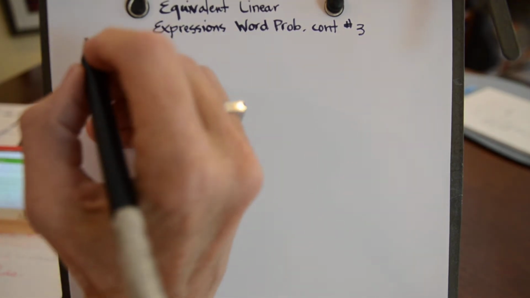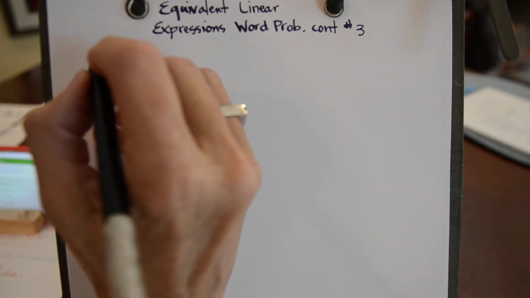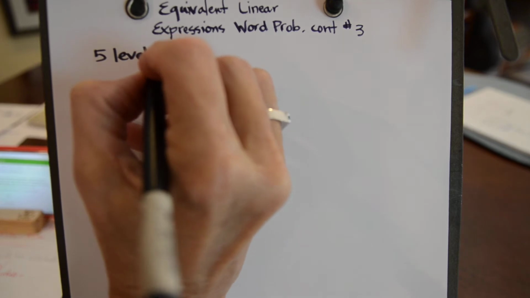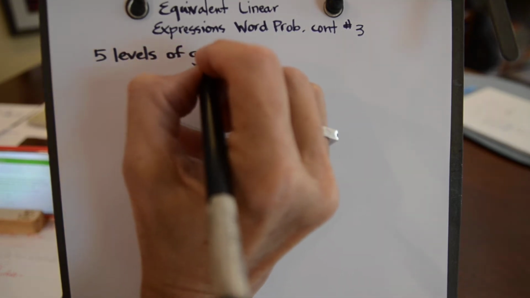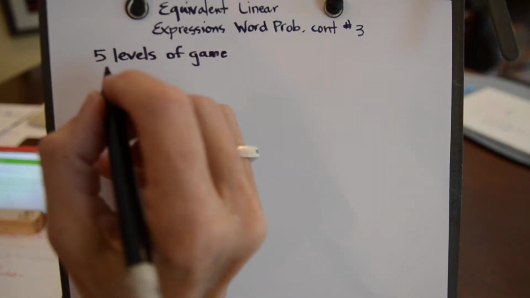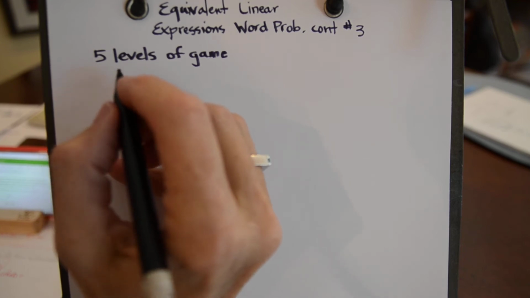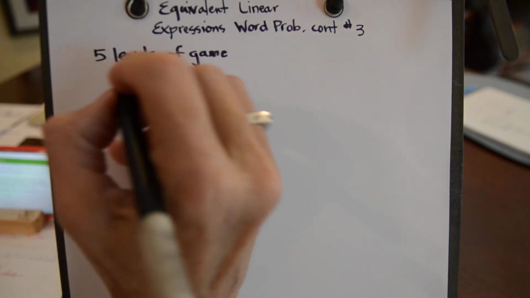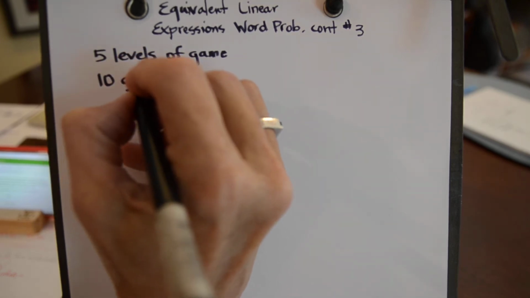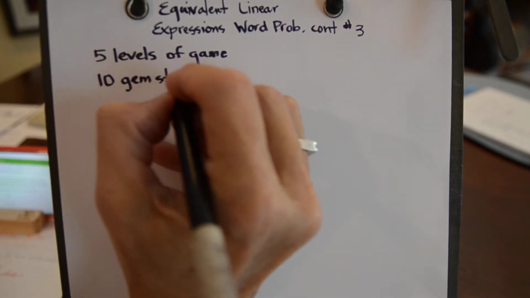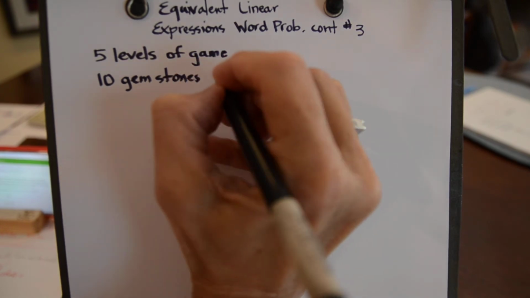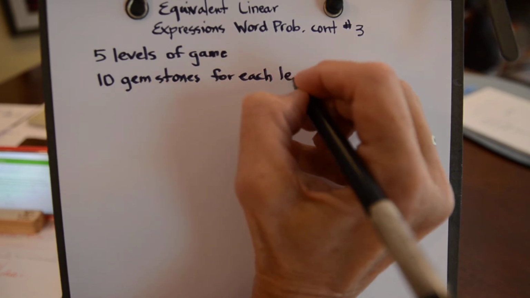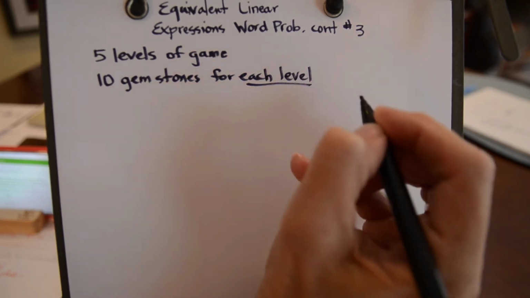Okay, so let me write down our important information. He had 5 levels of this game. That's important. Jonathan collected 10 gemstones for each level. That's important. We'll come back to that in a minute.